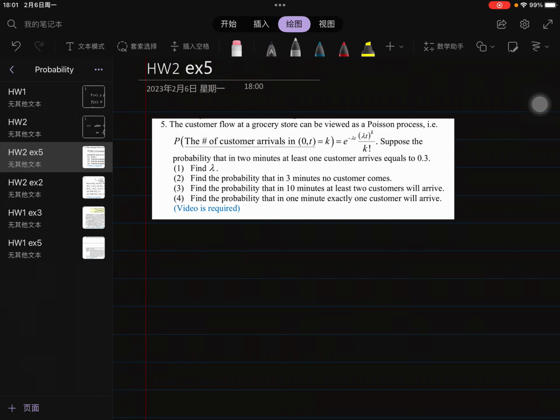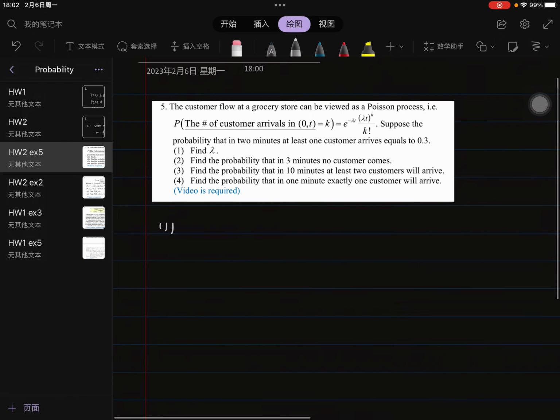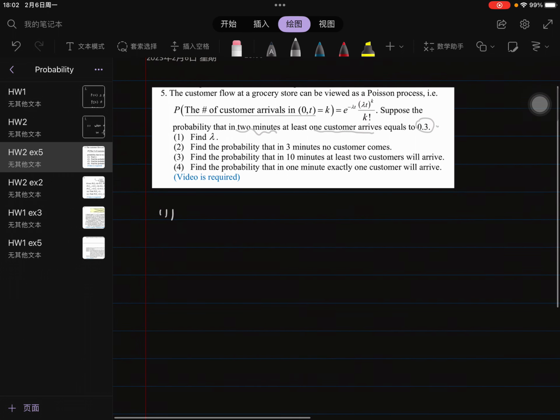This question is quite simple. It's a Poisson distribution, and based on the question we can take lambda and k into the formula, then we can get our answer for every question. So for the first question, we want to find the value of lambda. The question gives us the probability that in 2 minutes at least one customer arrives is equal to 0.3.